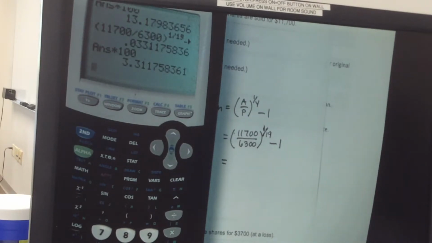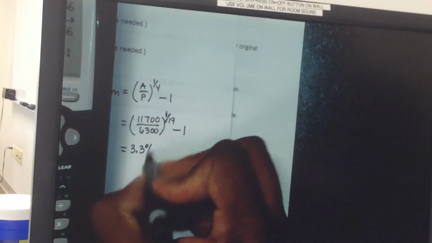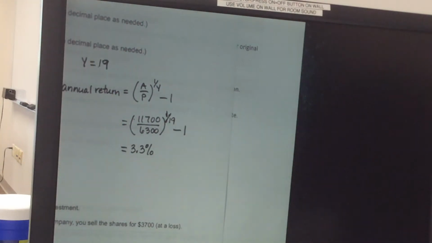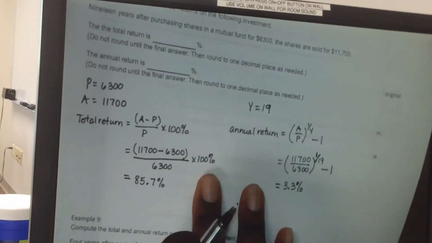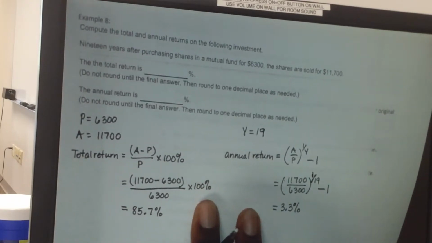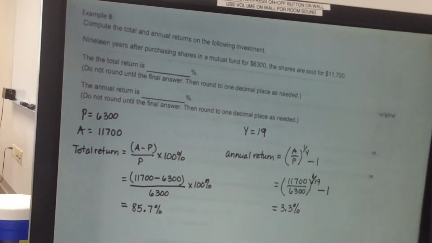And now times 100, because they want it as a percent. So to one decimal place, it will be 3.3%. So here the annual return in this case will be 3.3%. Okay, now here's another example.